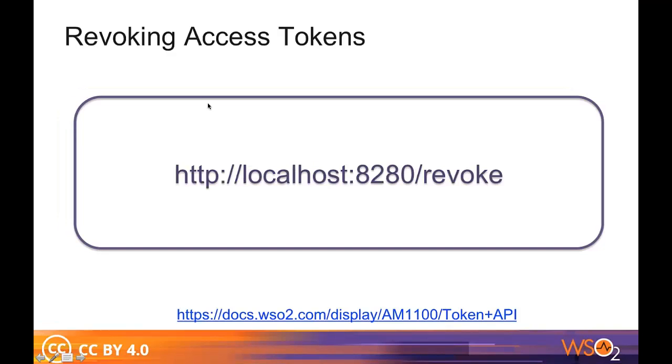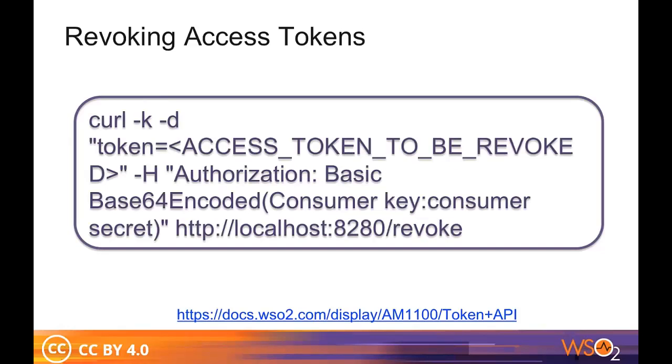The revoke API's endpoint URL is http://localhost:8280/revoke. You also specify the token to be revoked, the consumer key, and the consumer's secret key. The keys must be encoded using the base64 algorithm. Note that when the API gateway cache is enabled, which it is by default, even after revoking a token, it might still be available in the cache to consumers until the cache expires in approximately 15 minutes.